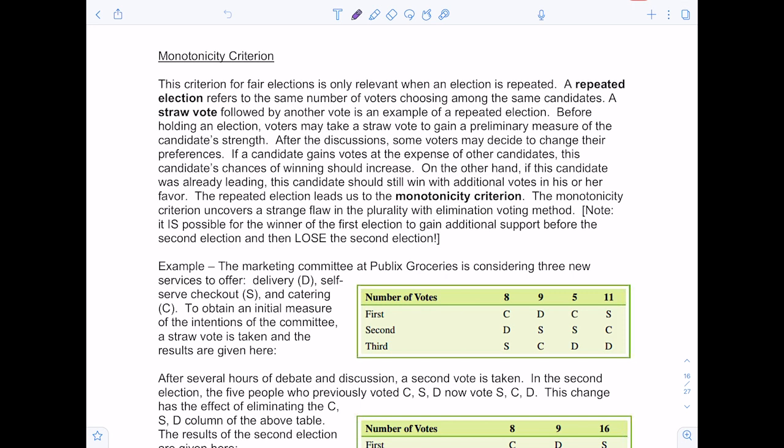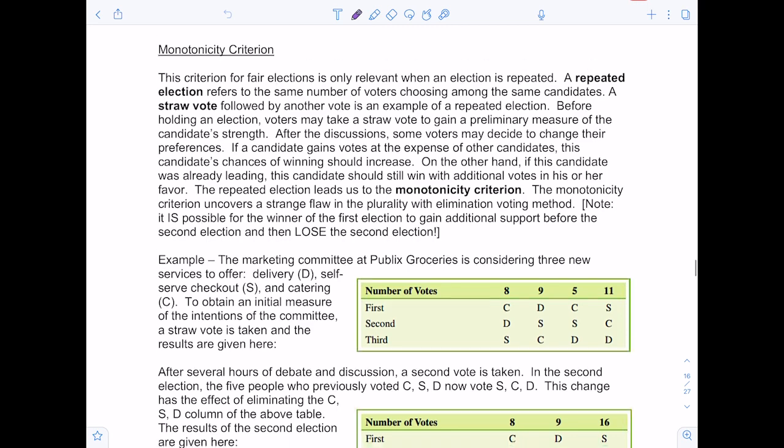A repeated election is when the same number of voters choose among the same candidates. Sometimes they'll have a straw vote where they'll have, let's say, 3 candidates, and they narrow it down to 2 after taking that first vote, and then they'll have another vote after the straw vote. If one candidate gains votes at the expense of the other candidates, and that candidate was winning, you would expect them to win the second election, but that does not always happen. That's where the monotonicity criterion comes in. It uncovers a strange flaw in the plurality with elimination voting method that we talked about in 14.1.